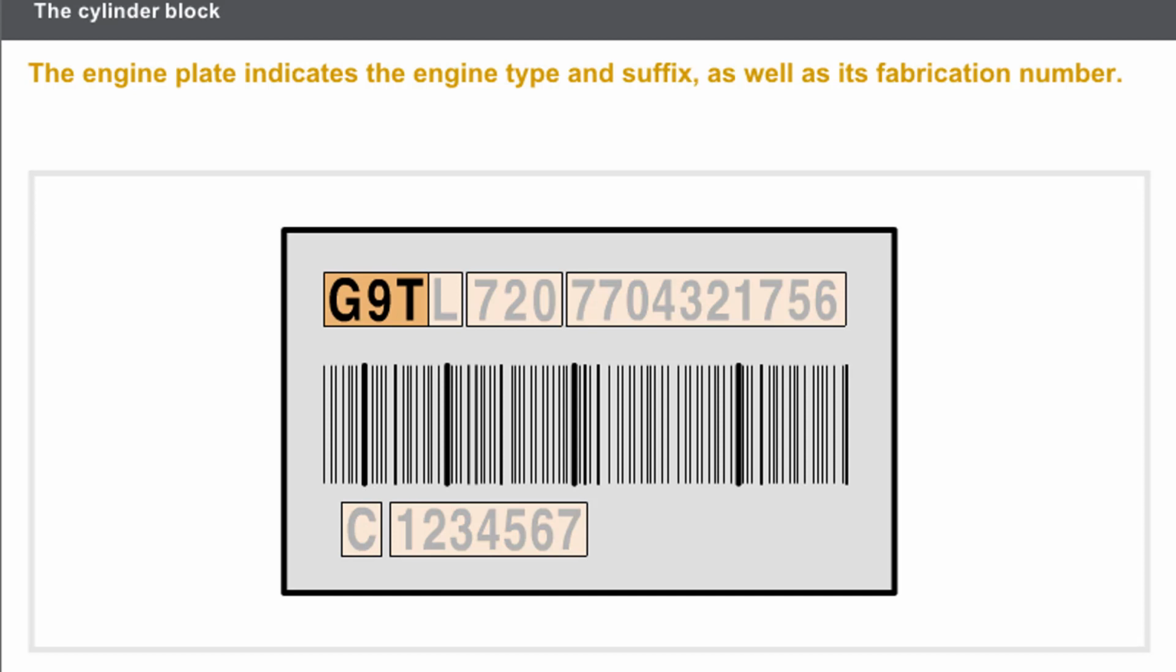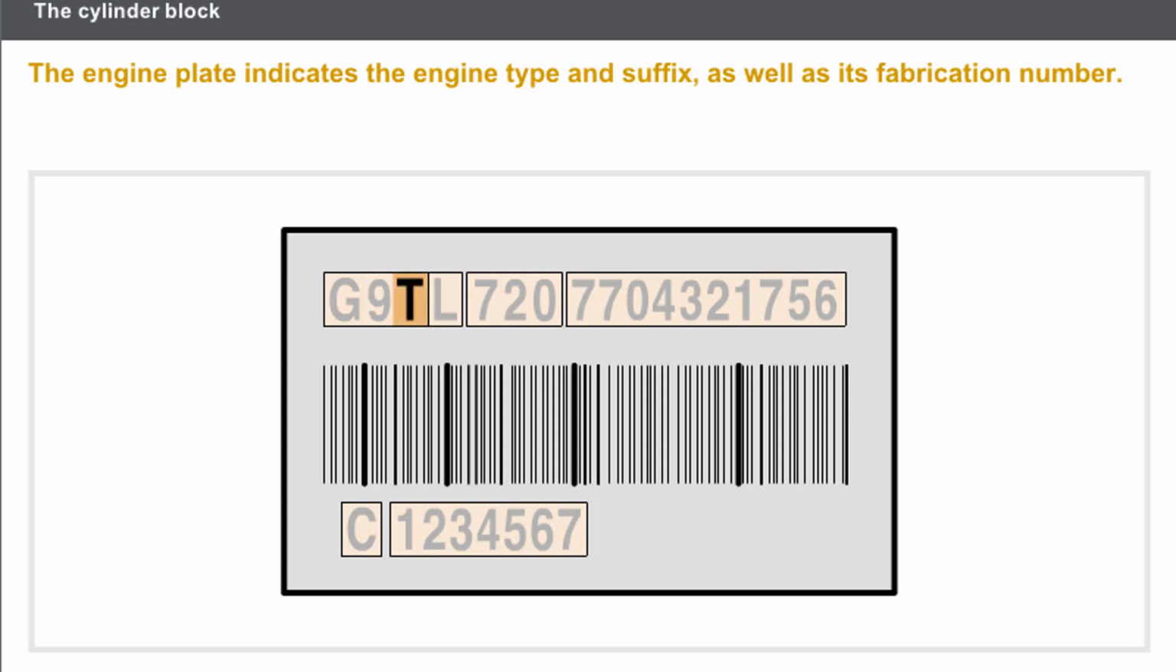First of all, we are going to specify the type of engine, which here is a G9T. The first character on the left relates to the engine range. In our example, the letter G corresponds to an engine with a cast cylinder block, cylinder liners, and an aluminium cylinder head. The second character indicates the type of cylinder head. In the example, figure 9 corresponds to a cylinder head on a direct injection diesel engine.